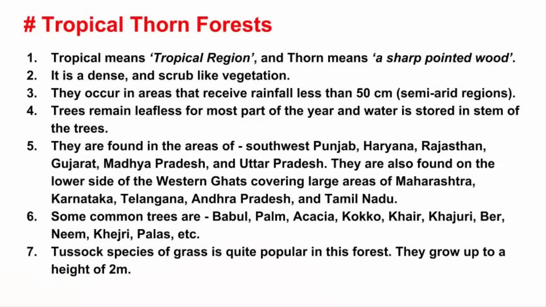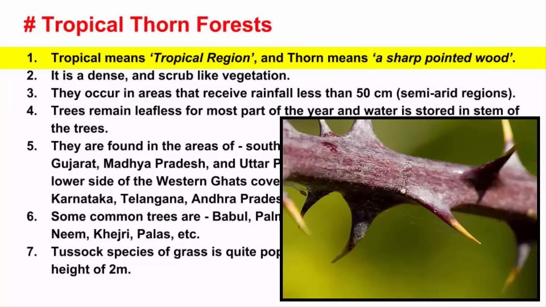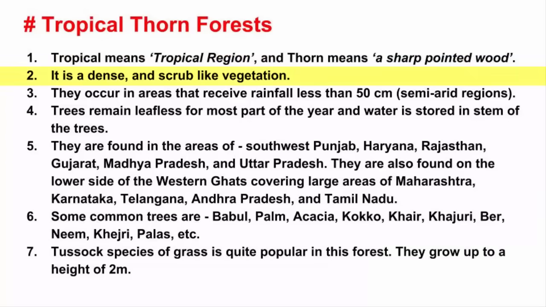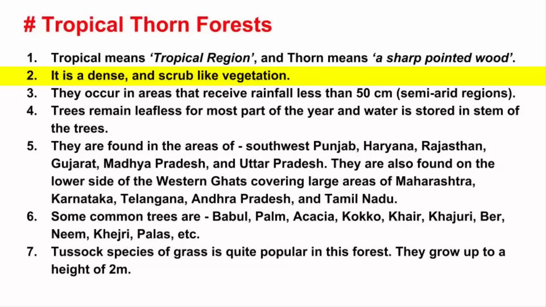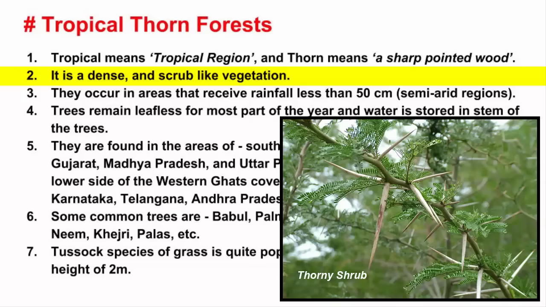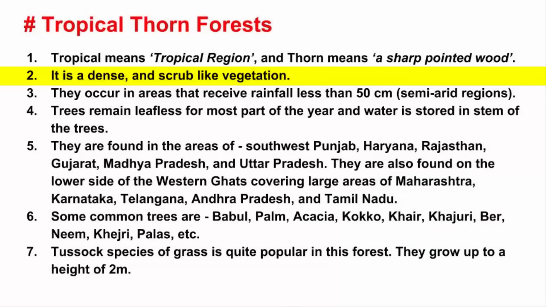The third one is tropical thorn forests. Let's use the same logic, break the terminology and understand every single word. Tropical means the tropical region. Thorn, it is a sharp wood to make you bleed. So basically, tropical thorn forest is a dense and scrub-like vegetation. In this type of vegetation, you will find thorny shrub, then bushy trees. You will even find a few tall trees.